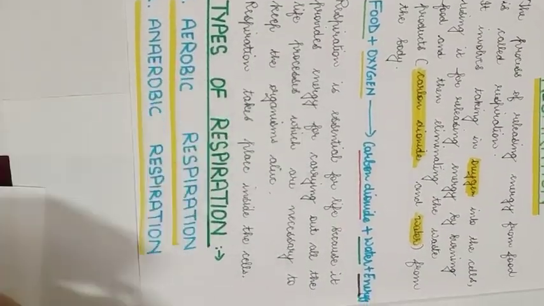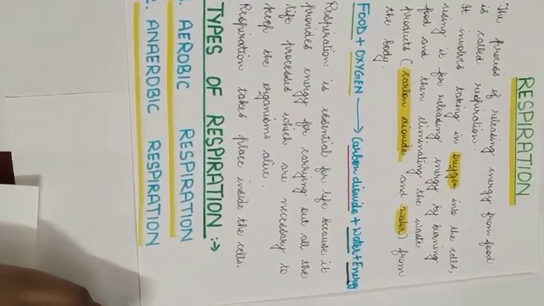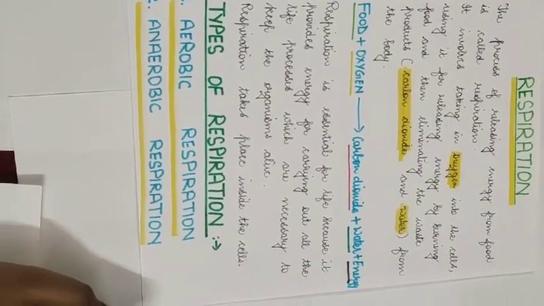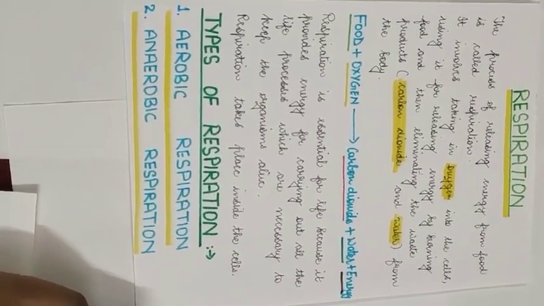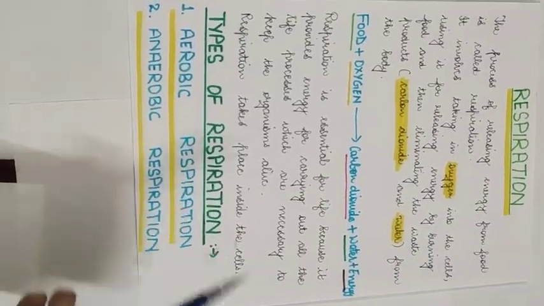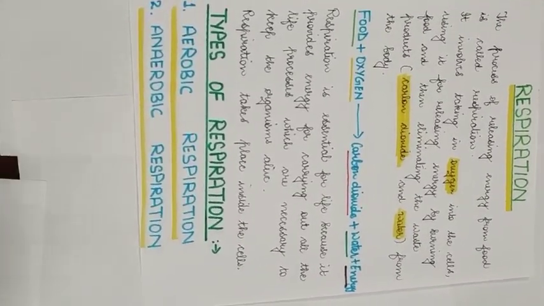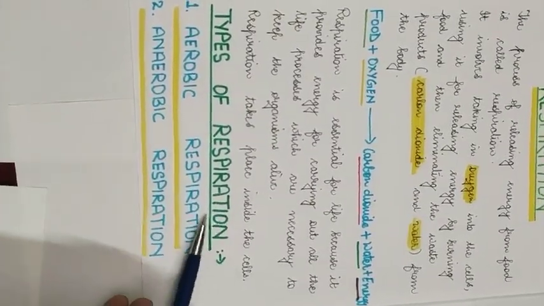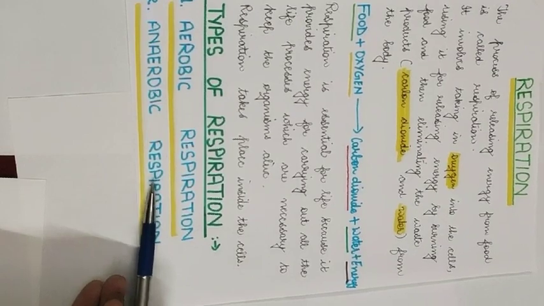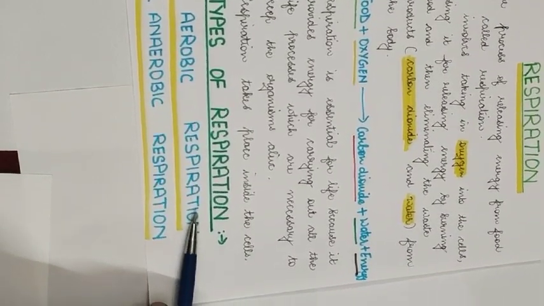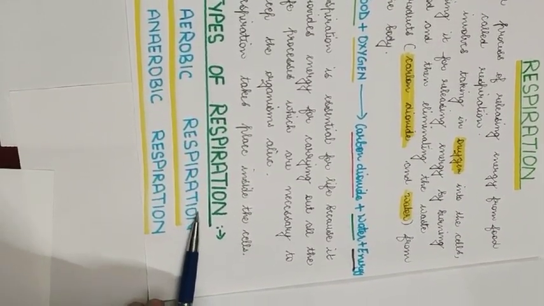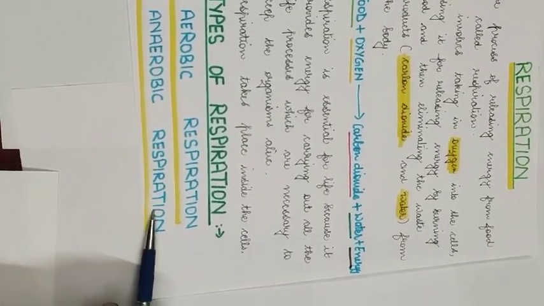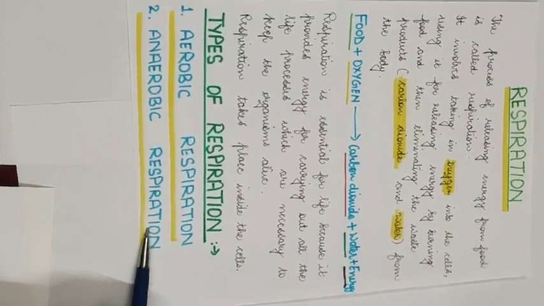Respiration is essential for life because it provides energy for carrying out all the life processes which are necessary to keep organisms alive. Respiration takes place inside the cell, inside the mitochondria. And respiration is of two types, that is aerobic respiration and anaerobic respiration. Aerobic respiration is the respiration in which oxygen is required, and in the case of anaerobic respiration, no oxygen is used, it happens without oxygen.